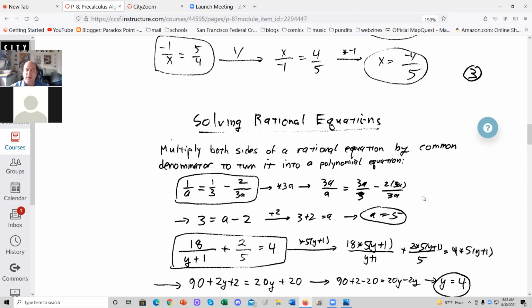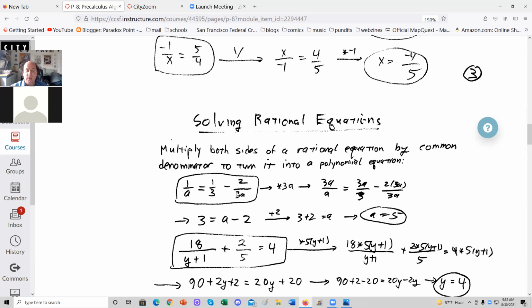Now, rational equations, that's where we have ratios of polynomials. How do you solve an equation with rational expressions? We find the common denominator and multiply throughout by that, and the equation gets turned into a polynomial equation, which should be more solvable.